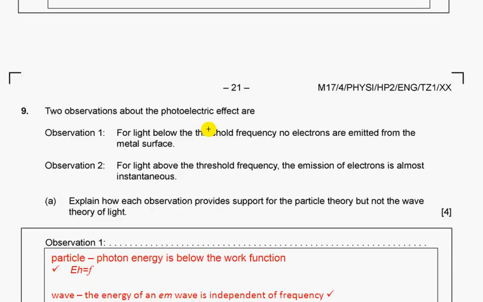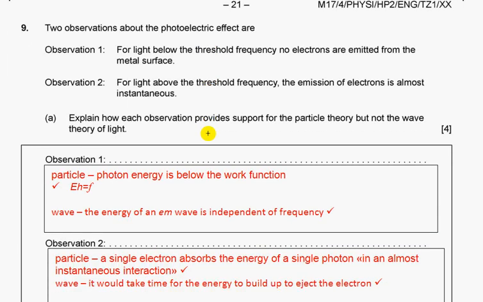Question 9. Two observations about the photoelectric effect are: for light below the threshold frequency, no electrons are emitted from the metal surface. For light above the threshold, the emission of electrons is almost instantaneous. Explain how each observation provides support for the particle theory, but not the wave theory.